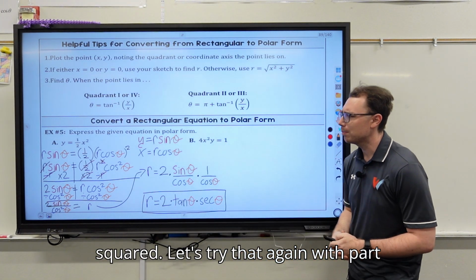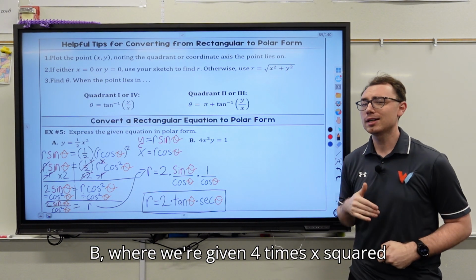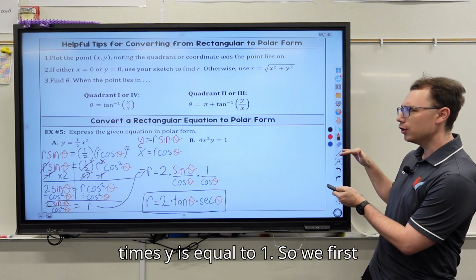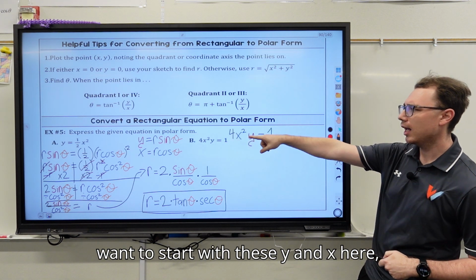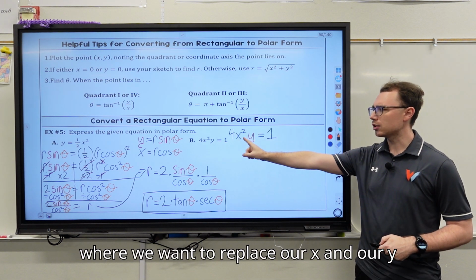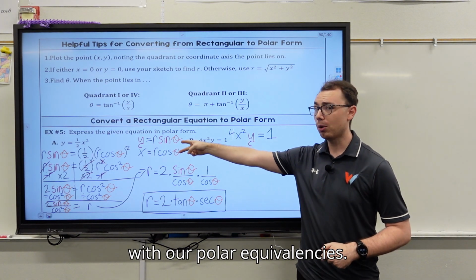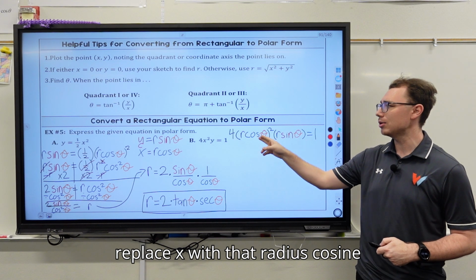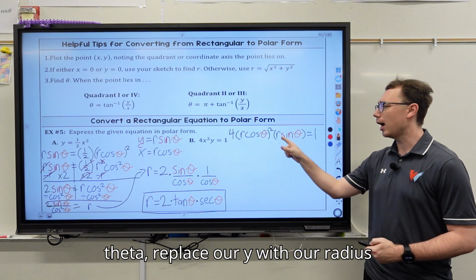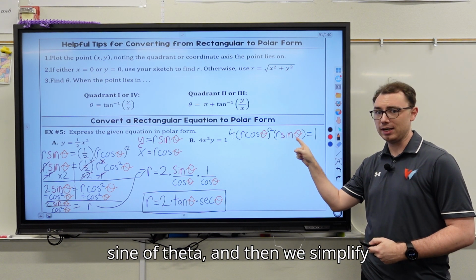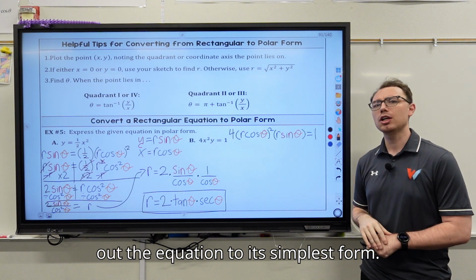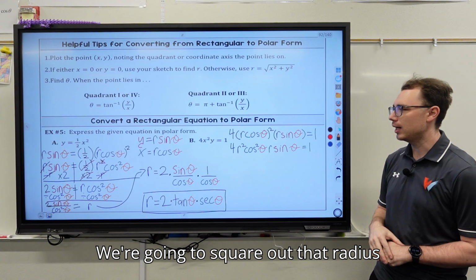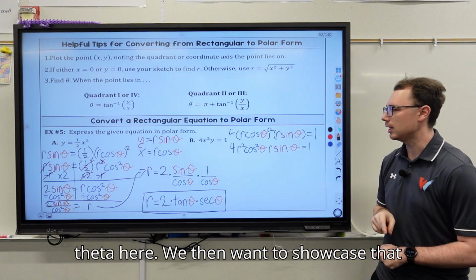Let's try that again with part B, where we're given 4 times x squared times y is equal to 1. So we first want to start with these y and x here, where we want to replace our x and our y with our polar equivalencies. We replace x with that radius cosine theta, replace our y with our radius sine of theta, and then we simplify out the equation to its simplest form. We're going to square out that radius and that cosine theta here.